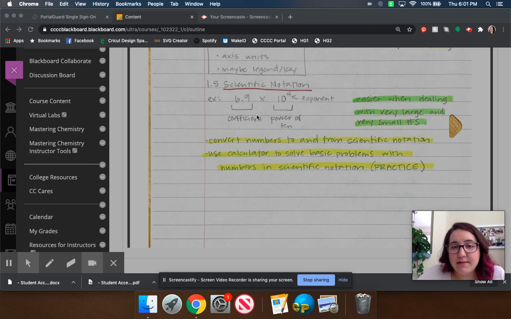For this last part of this chapter, you need to be able to convert numbers to and from scientific notation, and you need to be able to enter numbers in scientific notation in your calculator. There's a ton of practice on this in the textbook, and you'll also see it in your homework.